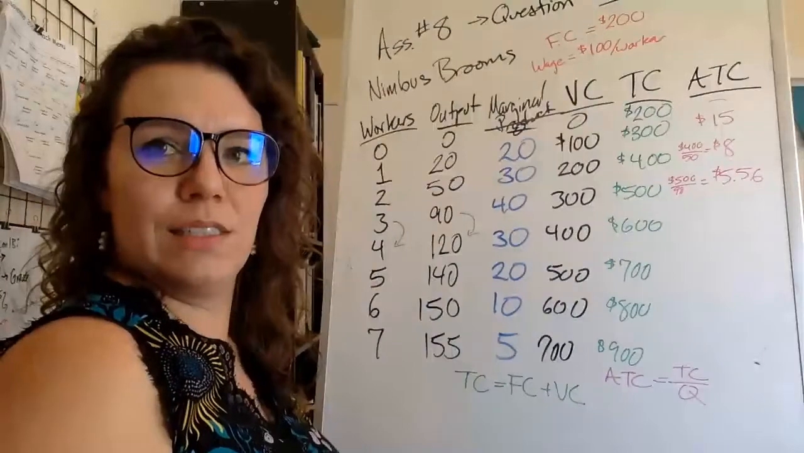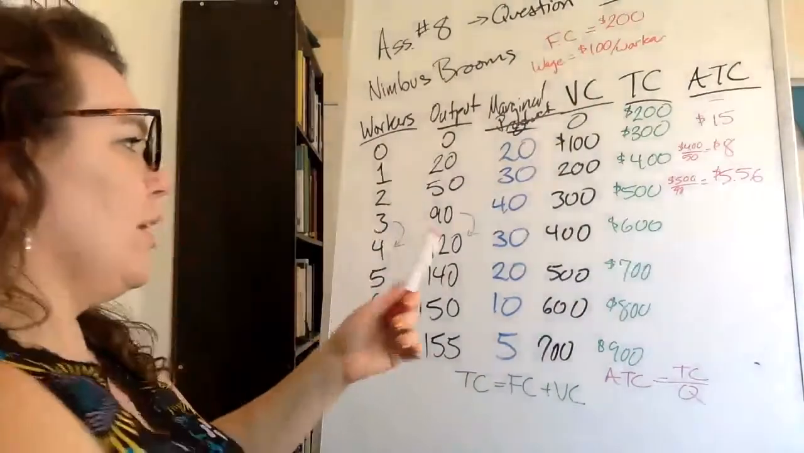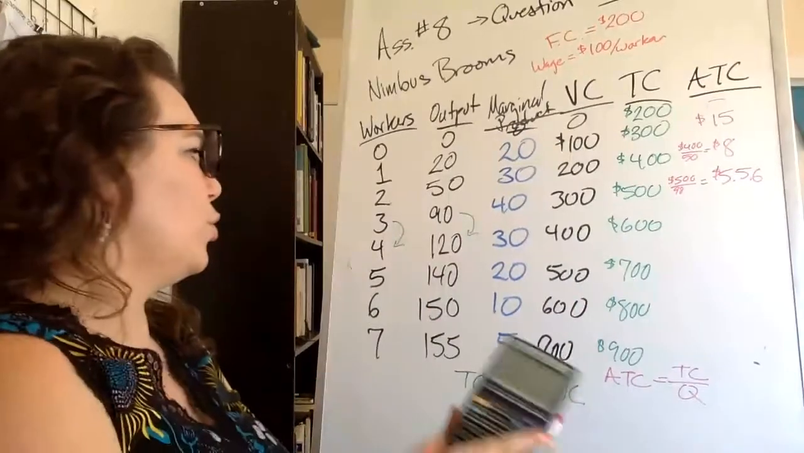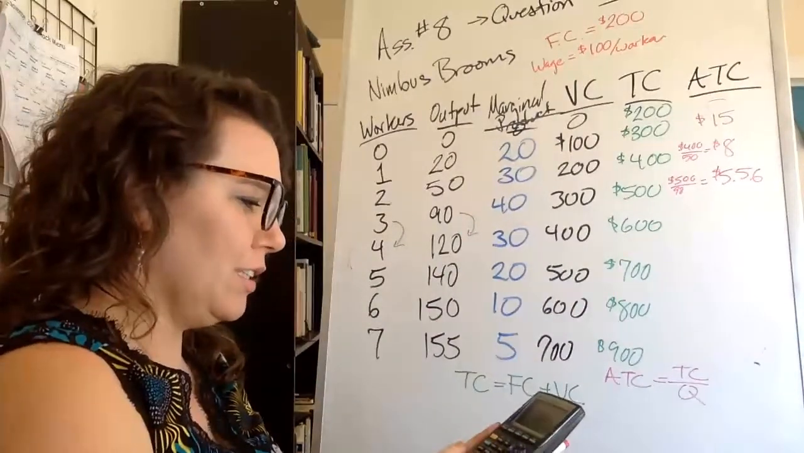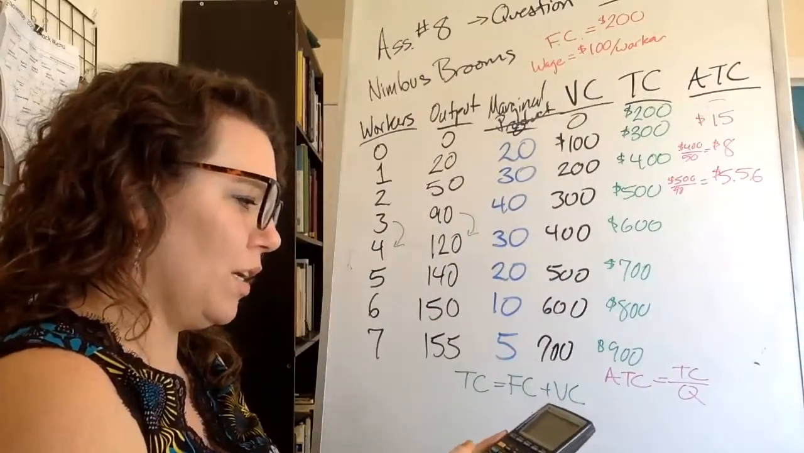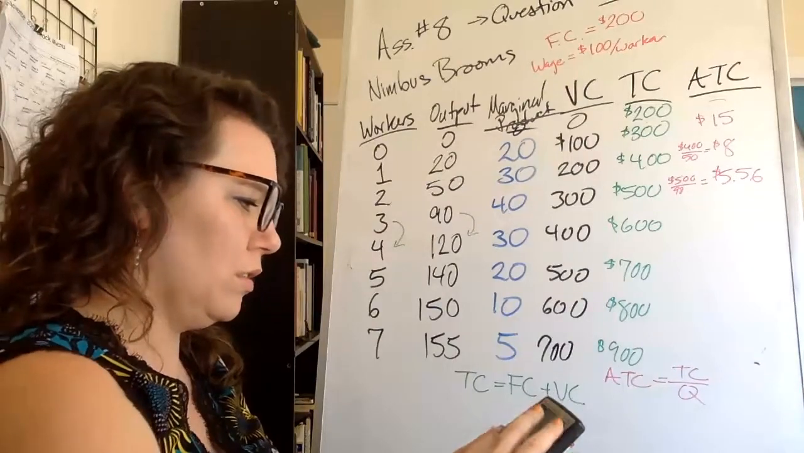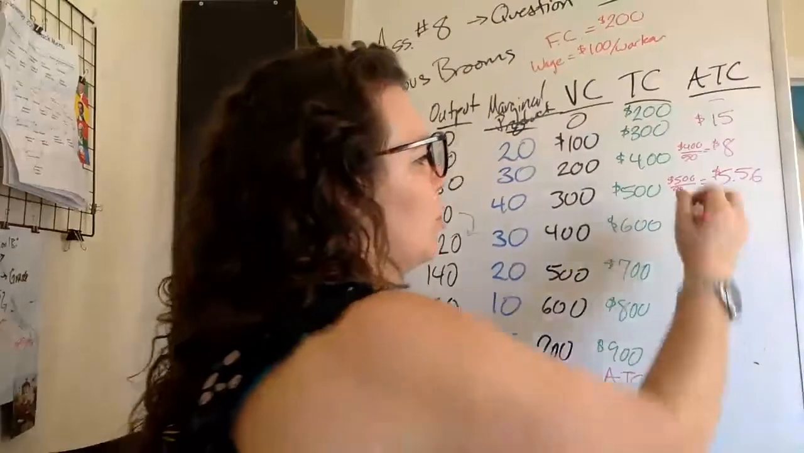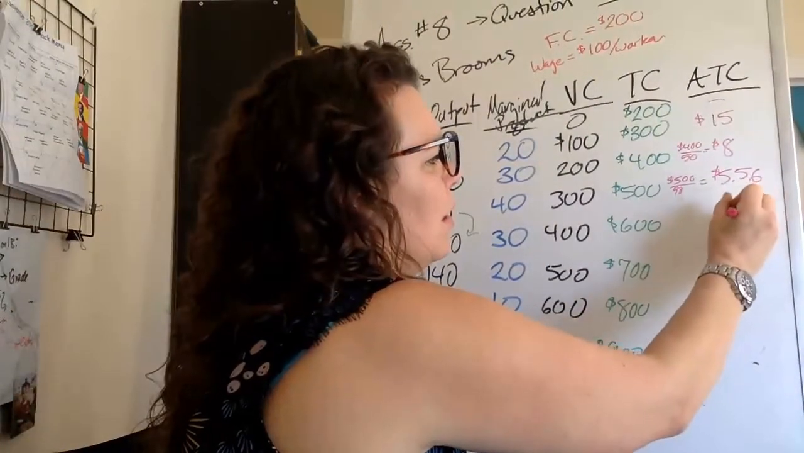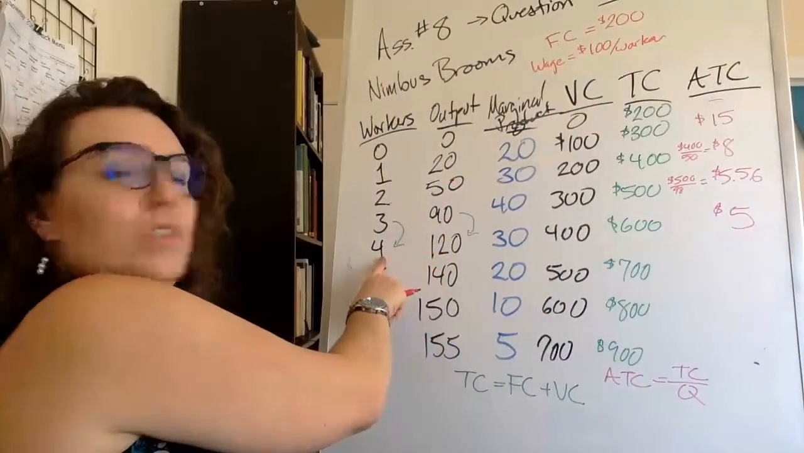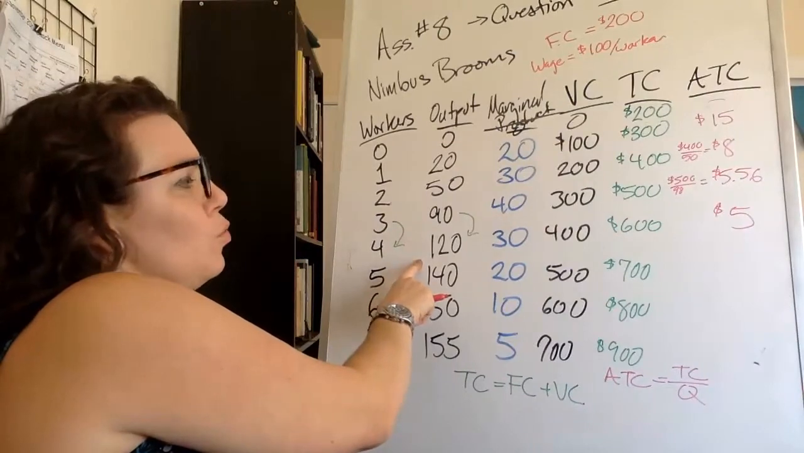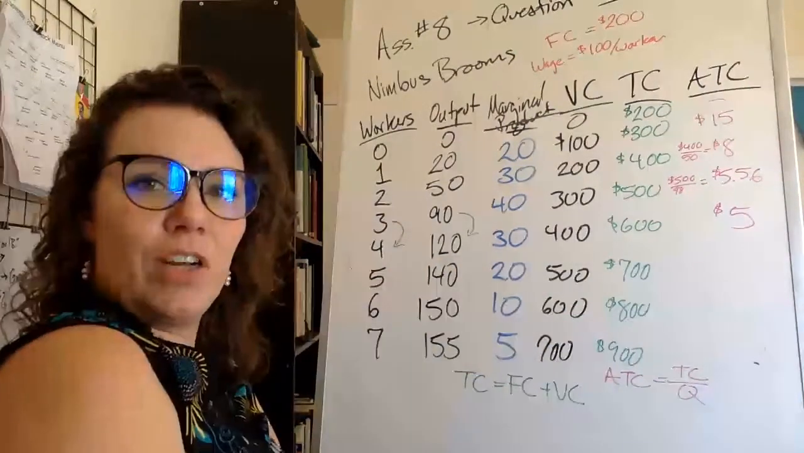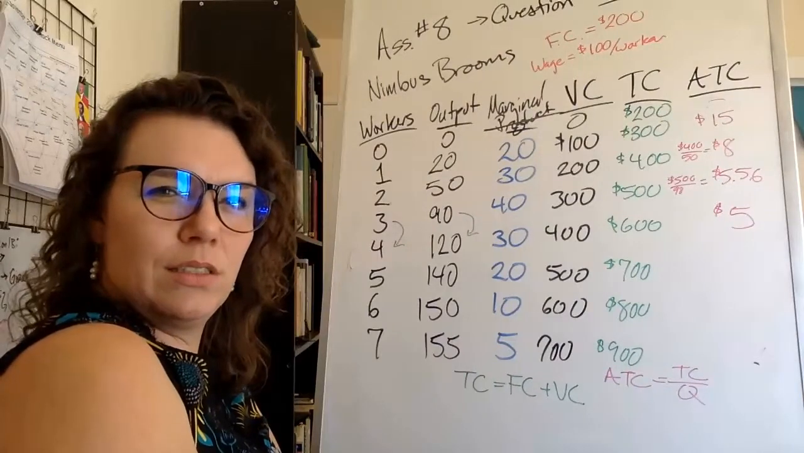Make sense? So we keep going down. Now we have $600 to produce 120 brooms. That next level of production, 600 divided by 120, is $5 per broom. So if we hire 4 workers, we'll get 120 brooms, and the cost per broom will be $5. Make sense? Kinda?